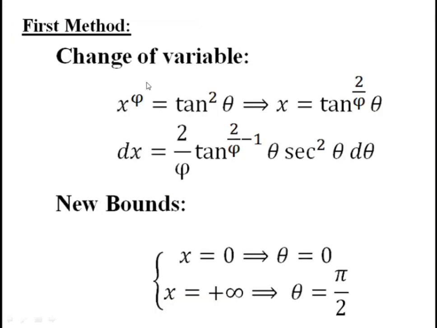Method number 1. We will use the change of variable x to the power 5 equals tangent squared theta, so x equals tangent to the power 2 over 5 of theta. Now dx equals 2 over 5 multiplied by tangent to the power 2 over 5 minus 1 of theta, multiplied by the derivative of tangent theta, which is secant squared theta d theta.